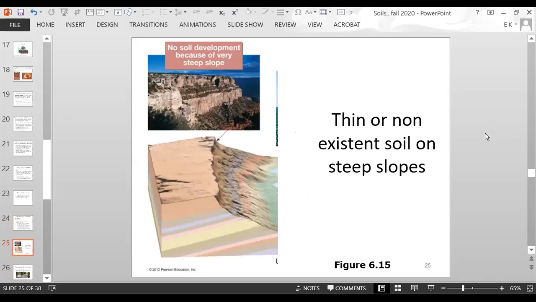So this was the left part of the diagram I showed you earlier, where you have the steep slope over here, and there's no soil development. Okay, and then there's an arrow that shows you a photo of this steep area. So there's not going to be really any soil developing on that.